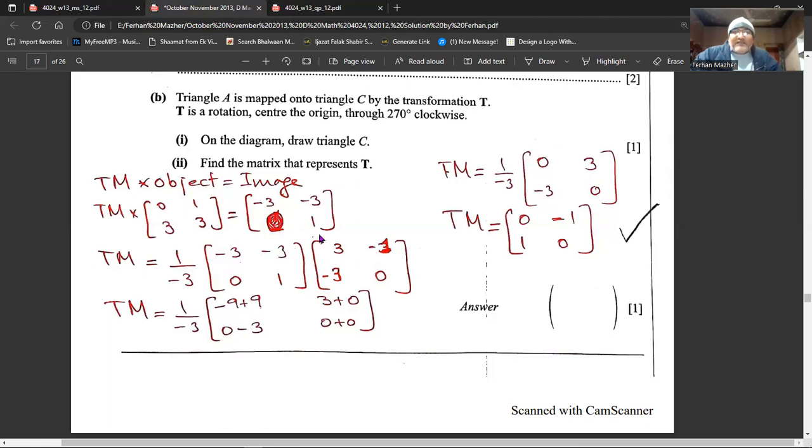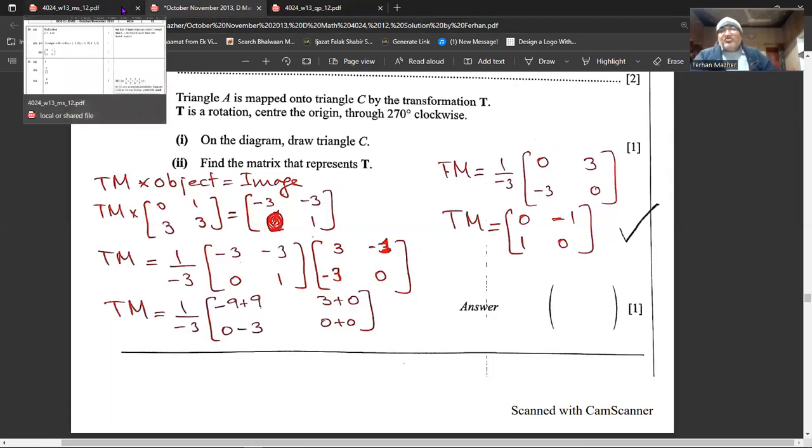Then multiply the first row with the first column, the first row with the second column, the second row with the first column, the second row with the second column. So you will have -9 plus 9, 3 plus 0, 0 minus 3, 0 plus 0. This 1 by -3 will go as it is. 1 by -3, you will get 0, 3 minus 3 is 0. So this will divide all of them. So you will have 0, -1, 1, and 0. That is the matrix which represents a rotation of 270 degrees clockwise about the origin.